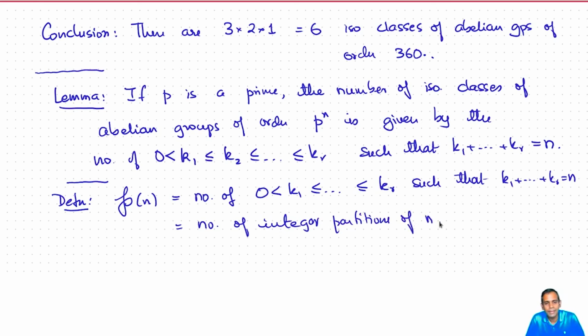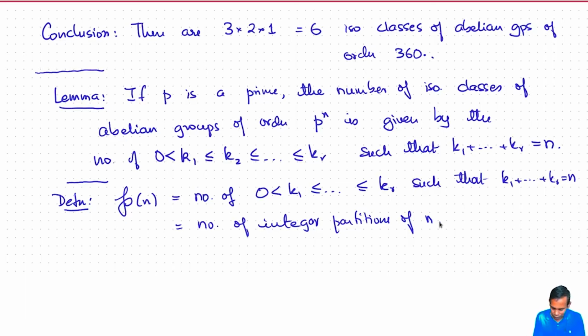The function n goes to P(n) is a very famous function, and it was studied by Ramanujan, who found an asymptotic formula for it. And it remains a subject of considerable interest. So we still don't really have a good closed formula for computing P(n), although there are lots of analytic methods for doing so.